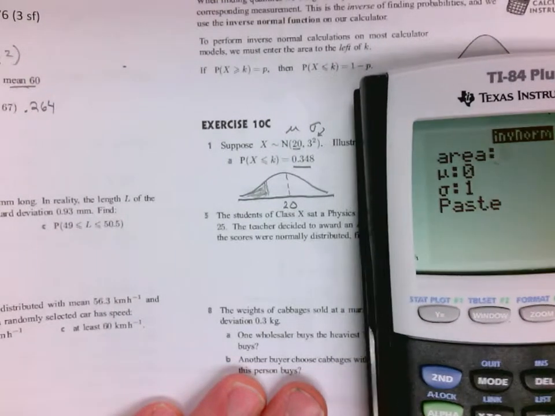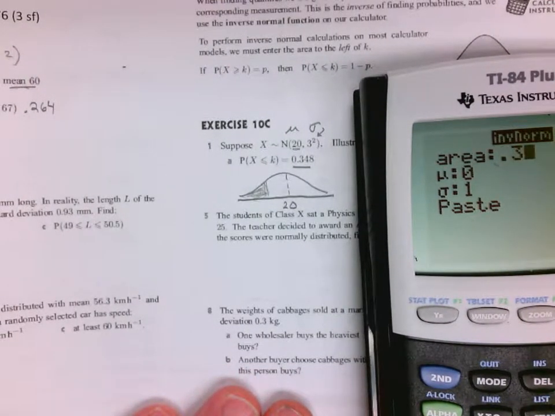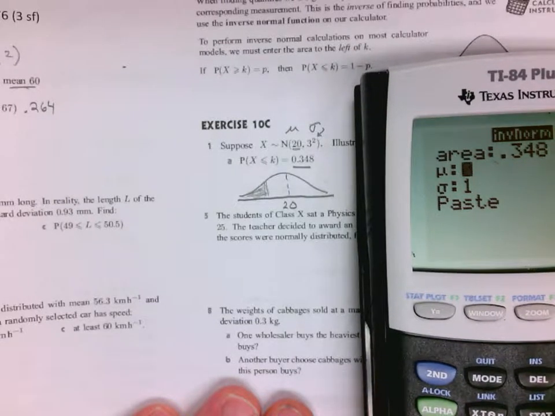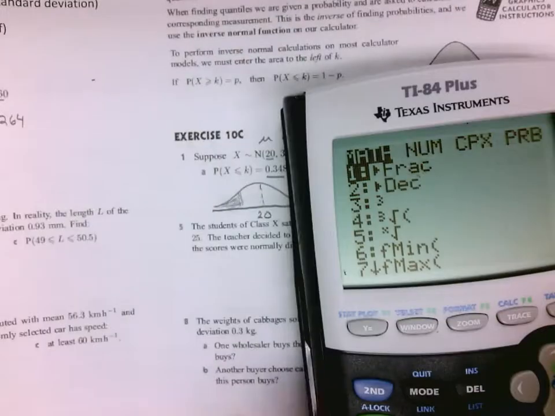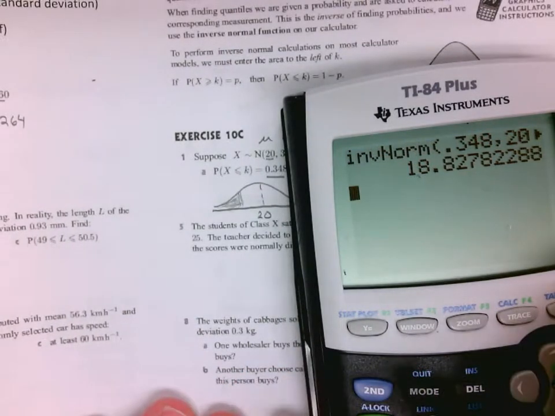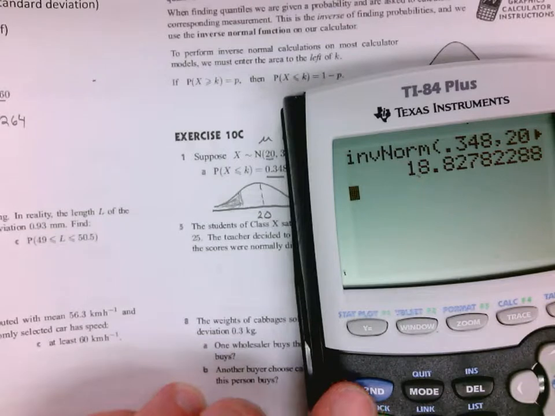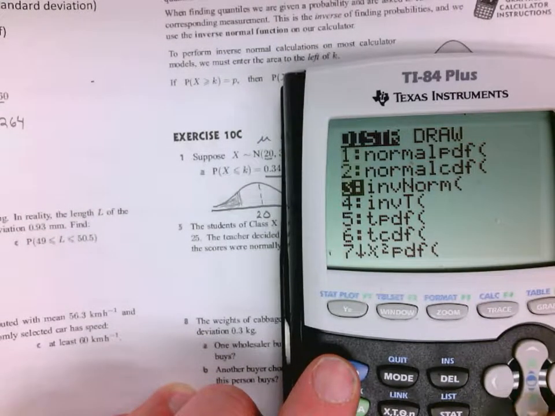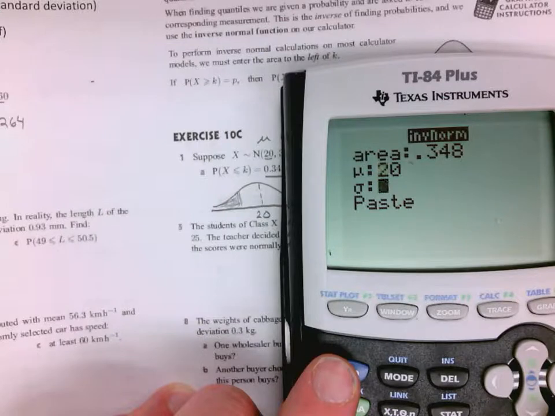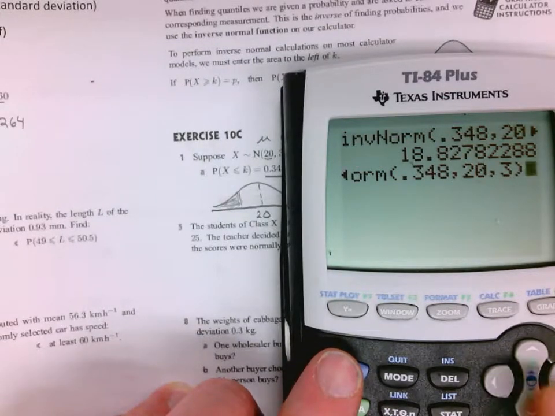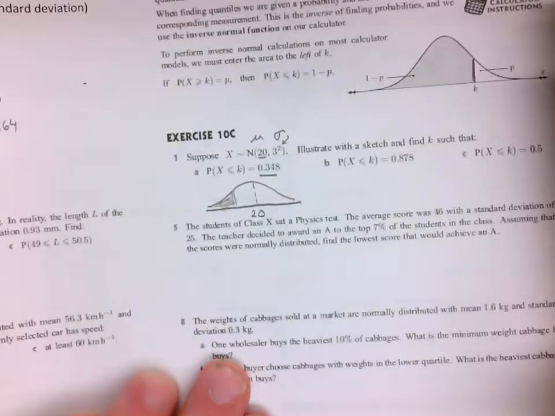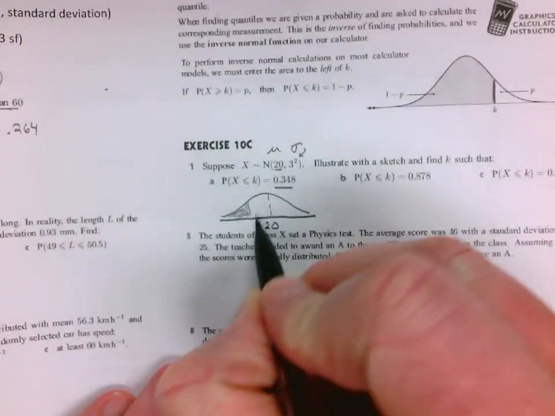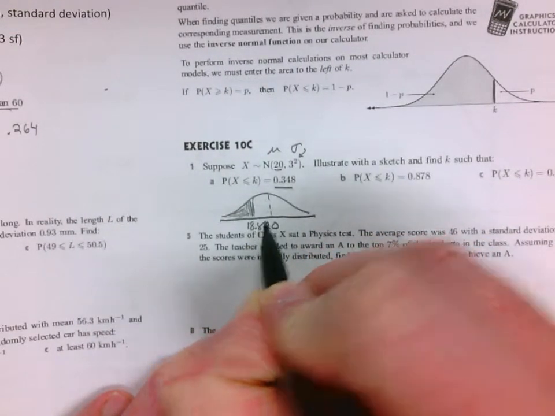I'm going to enter the probability they give me, 0.348, and the mean is 20. Standard deviation is 3. And so 18.8. So again, in case you couldn't see that, inverse norm, area, mean, standard deviation. If you're using a non-TI-84, you just do inverse norm and type those 3 things in right there. Okay, so my value 18.8, I'll make it a little closer, is the K value.